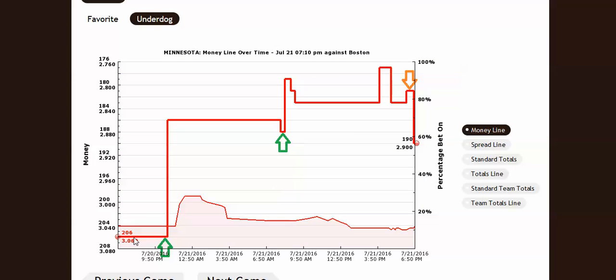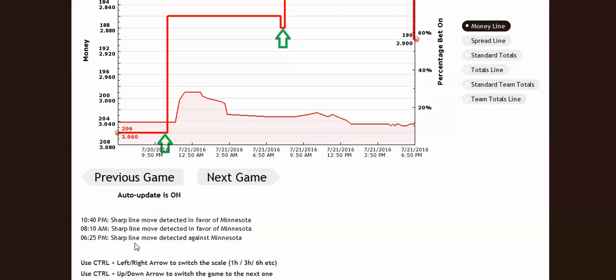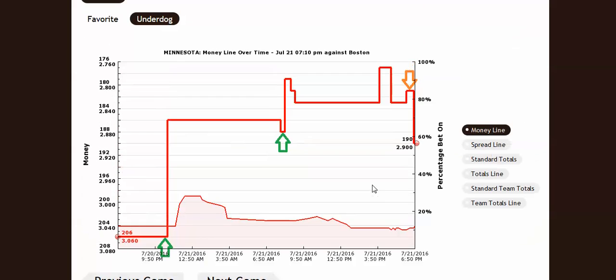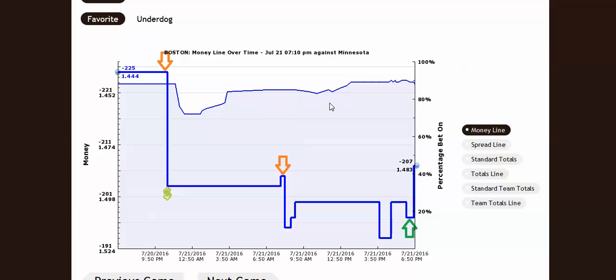And it's just inverted here. See, it shot up in favor of Minnesota, which is pretty early, but it stayed there. It kind of stayed there, and it's been going up. This is curious, though. There is a sharp movement down against at the very end, closer to the start of the game. You'll see it here. Sharp line move detected against Minnesota. Bam, right here near the start of the game. So that's a little strange. I probably wouldn't take this one too seriously.